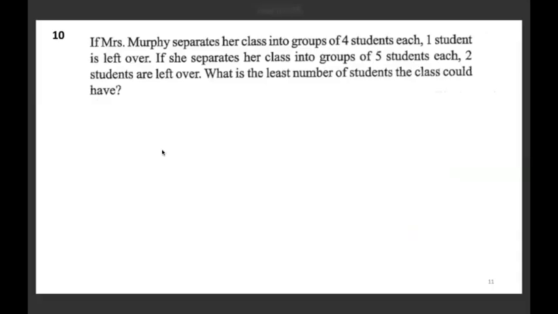If Miss Murphy separates her class into groups of 4 students each, 1 student is left over. If she separates her class into 5 students each, 2 students are left over. What is the least number of students the class could have?